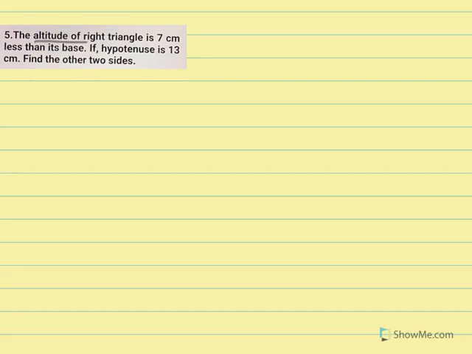The altitude of a right triangle is 7 centimeters less than its base. If the hypotenuse is 13, find the other two sides.